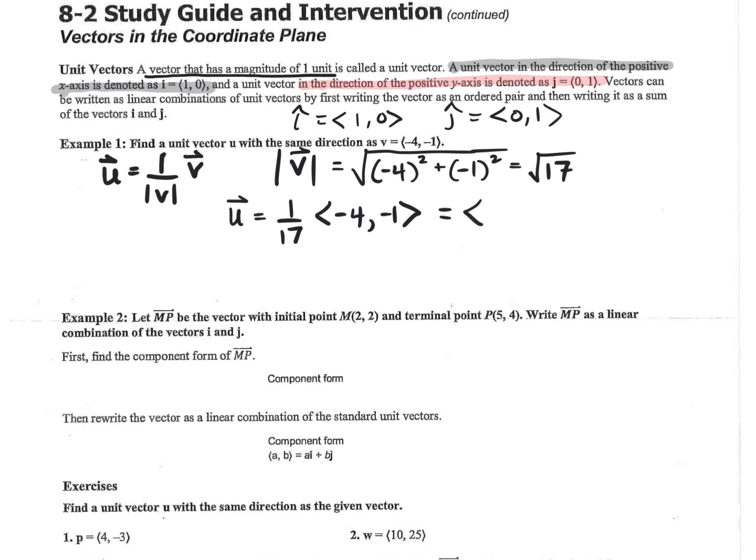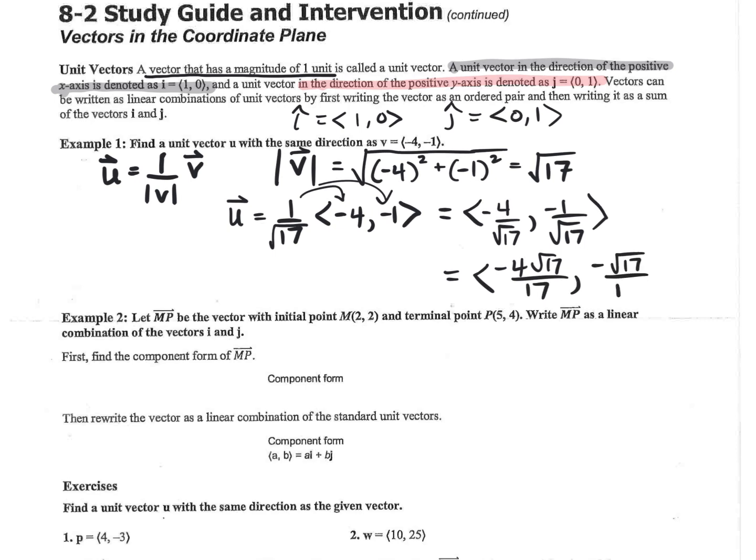So this becomes negative 4 over root 17, right? Because we're just going to distribute it. And then negative 1 over root 17. Now, we can't leave the radical in the denominator, can we? So we end up with negative 4 root 17 over 17 and negative 1 root 17 over 17. That's all there is to it. You find the magnitude, and then you take each of the terms and divide them by the magnitude. Okay?